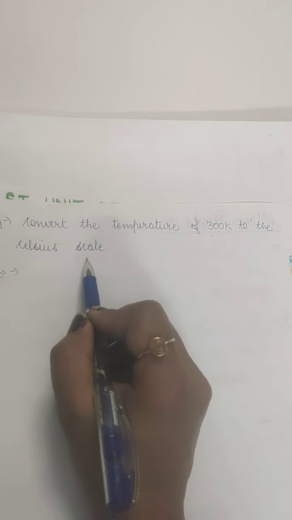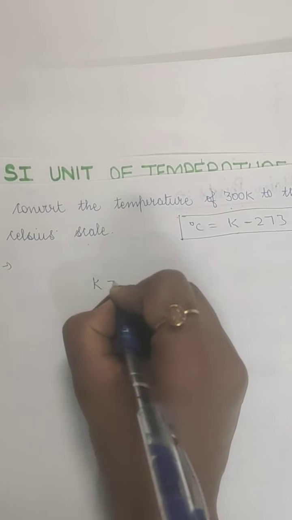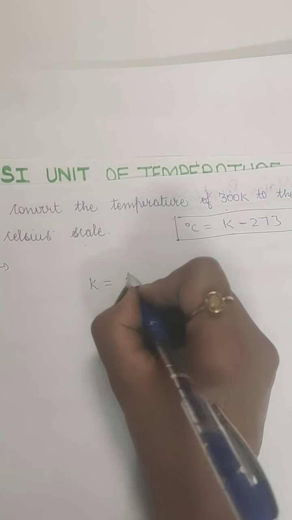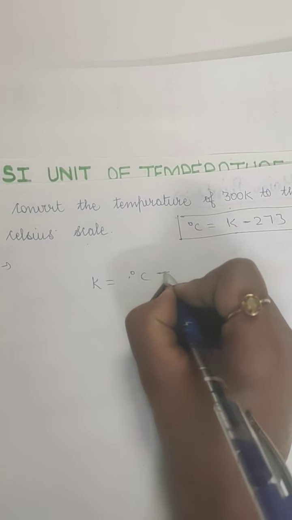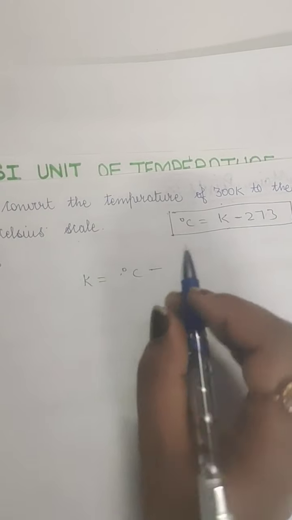That means the formula will be degree C equals Kelvin minus 273. Okay, please don't forget this. So simply what we'll do, temperature on the Kelvin scale, or we can also write it like this, Kelvin, same formula, but you just have to write the question again.